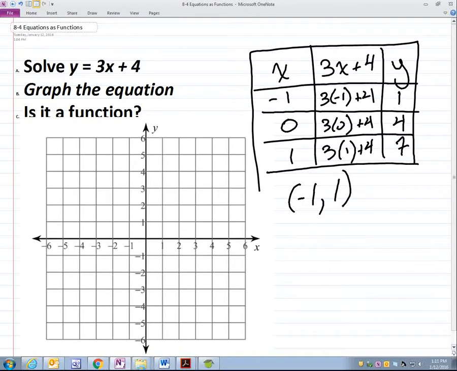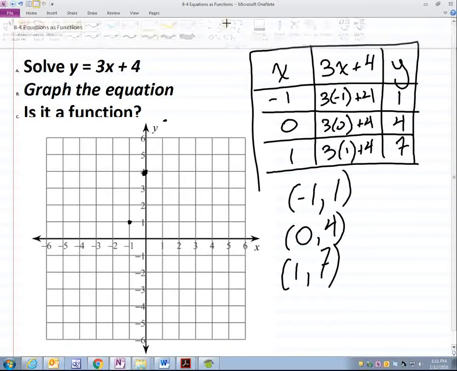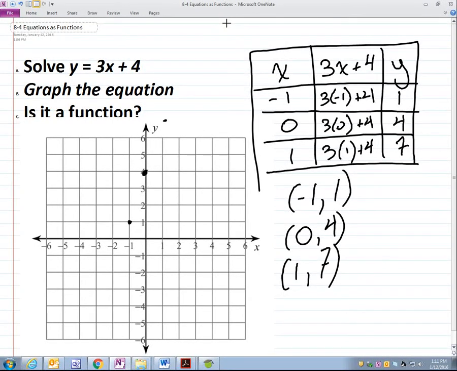Okay. So now I have my points. I'm going to go to -1, 1, then 0, 4, perfect. And 1, 7. I'm going to draw my line. So there's my line. Looks like my 1, 7 was a little bit off.